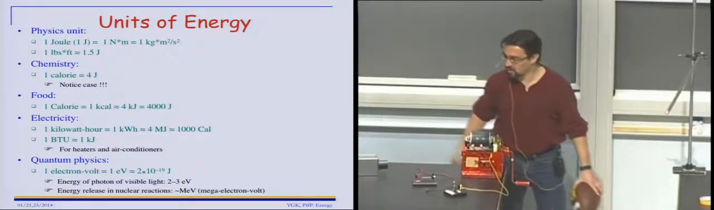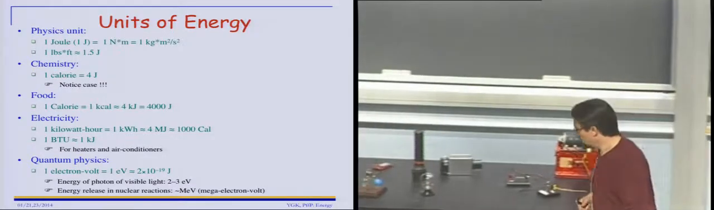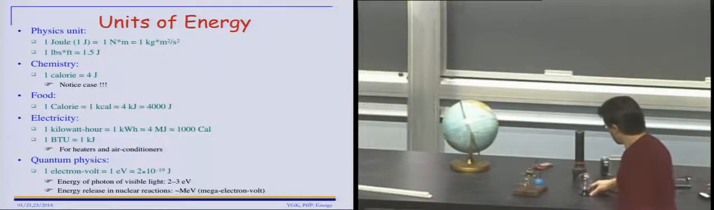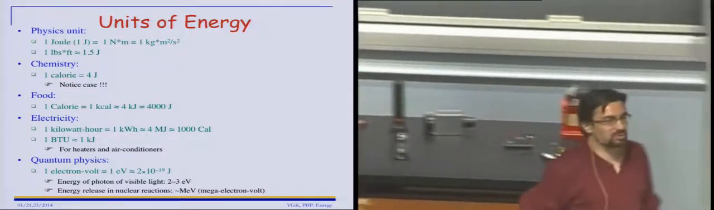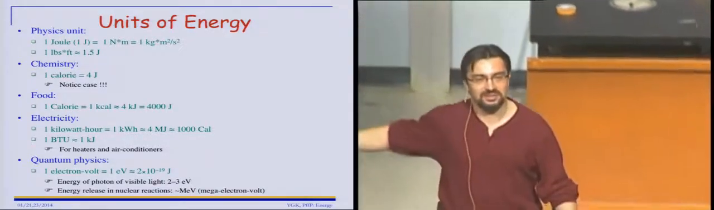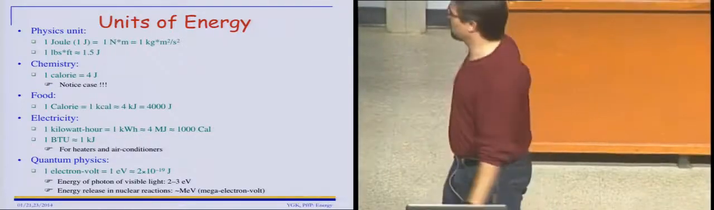We have a device here that measures the amount of light absorbed by dark and light panels. It's called a radiometer.